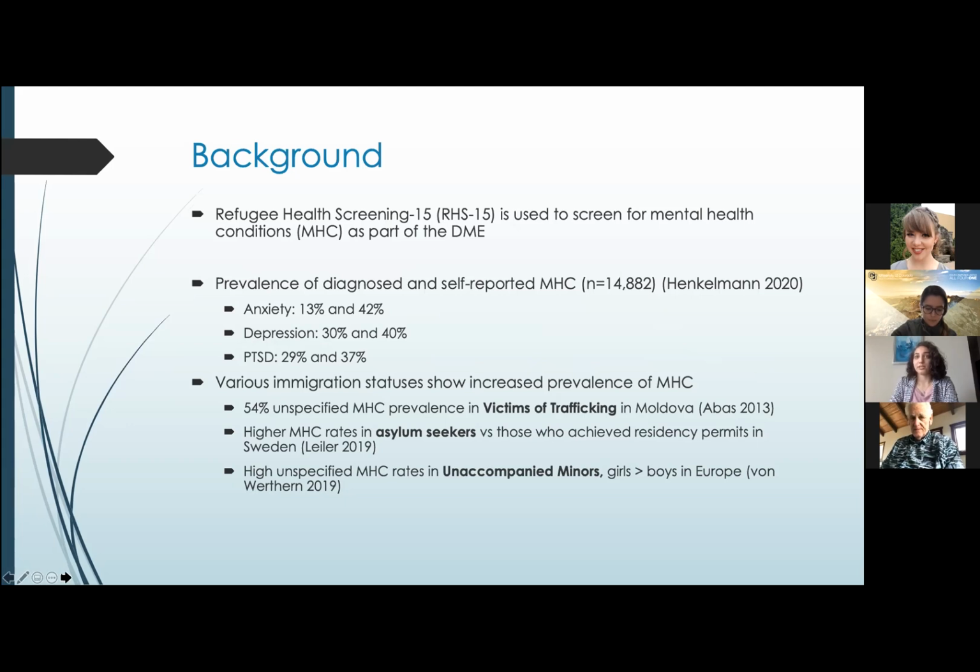As you can see, there's a prevalence of anxiety, depression, and PTSD, both clinically diagnosed and self-reported in these populations. They also differentiate based on the different immigration statuses. In Moldova, among victims of trafficking, about 54% screened positive for some kind of mental health condition. Asylum seekers and unaccompanied minors also have significant numbers. This project is trying to add to that and center it on refugees who are screened in the United States, specifically Colorado.